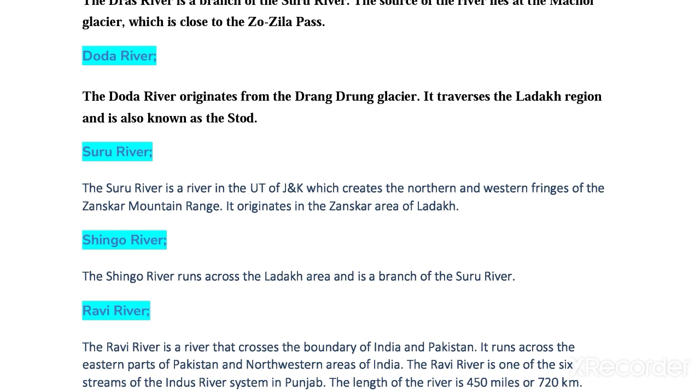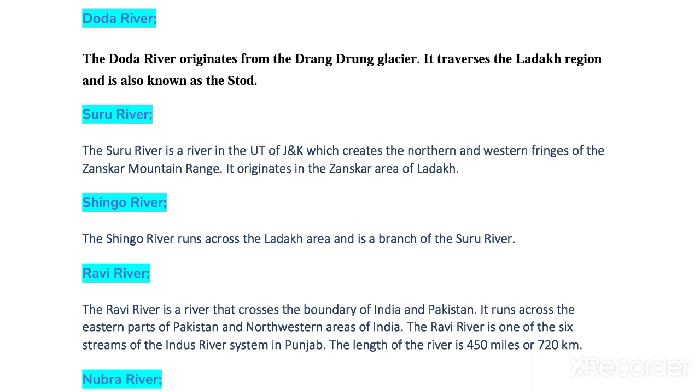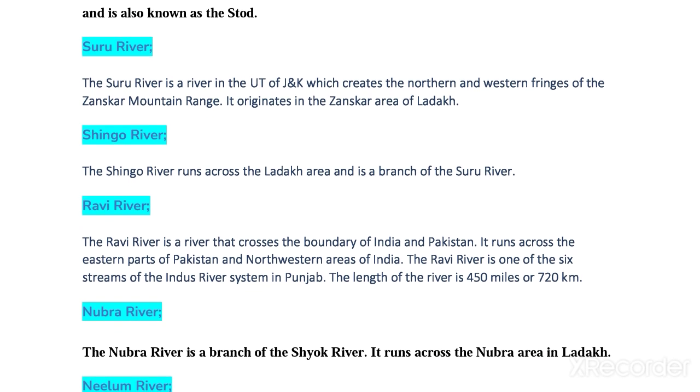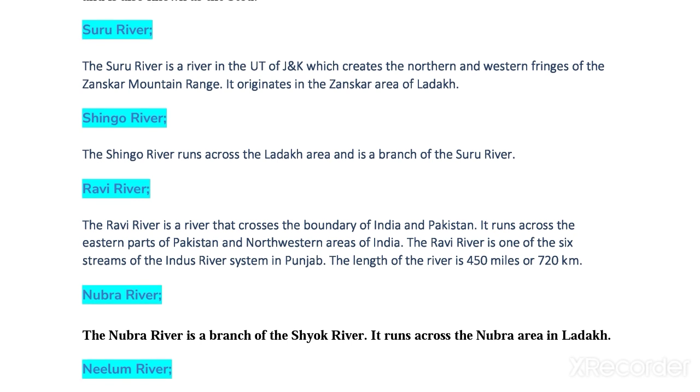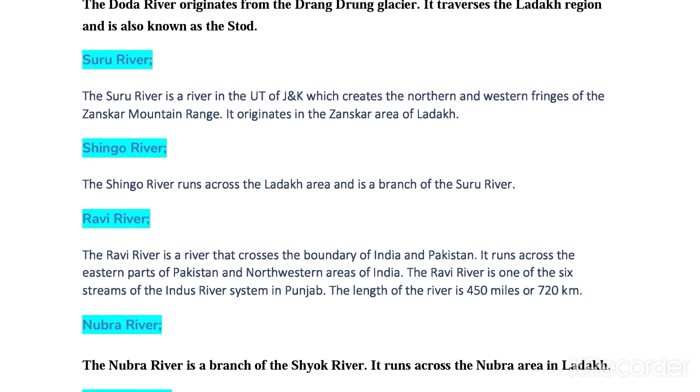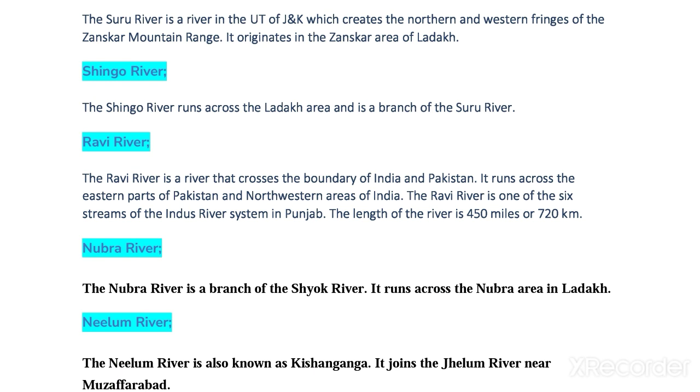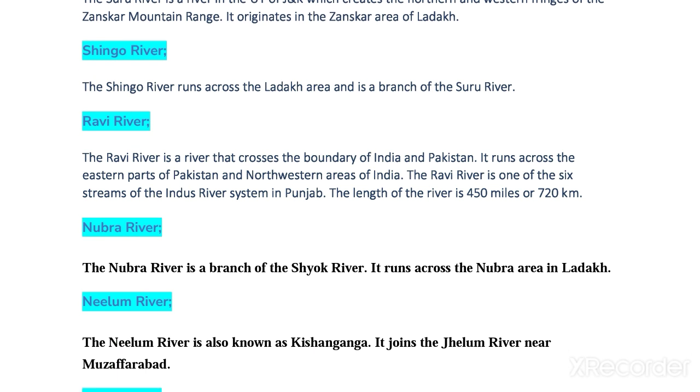Doda River. Doda River originates from the Drang Drung Glacier. It traverses the Ladakh region and is also known as Stod. Suru River. Suru River in the UT of Jammu and Kashmir, which crosses the northern and western fringes of the Zanskar mountain range. It originates in the Zanskar area of Ladakh.